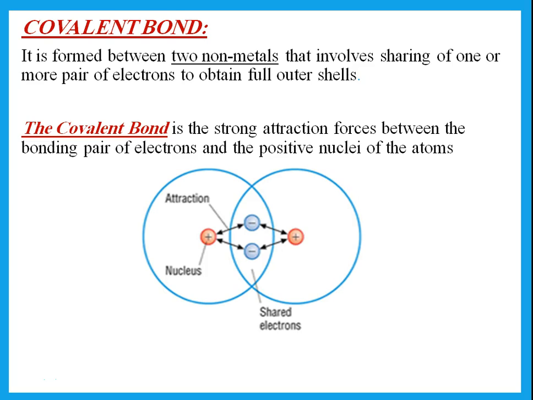So when I have two atoms, each atom has a positive nucleus. Can you see where the nucleus is? Now when they have a pair of electrons that they're going to share between them, the electrons are negatively charged. So there will be a strong electrostatic attraction force between the bonding pair of electrons and the positive nuclei of the atoms. This attraction force is what we call the covalent bond. So if the question asks what is meant by covalent bond, it is the strong attraction forces between the bonding pair of electrons and the positive nuclei of the atoms.